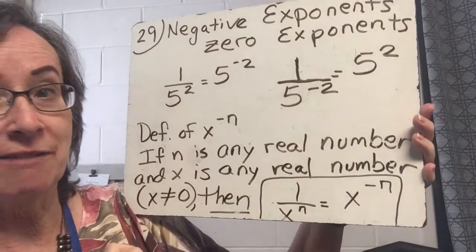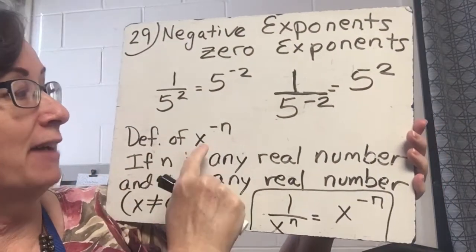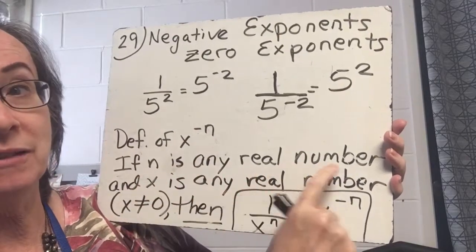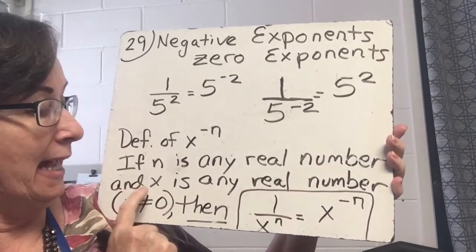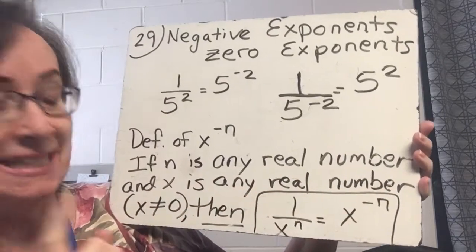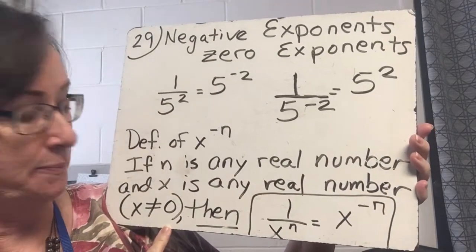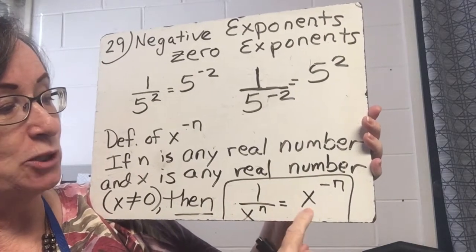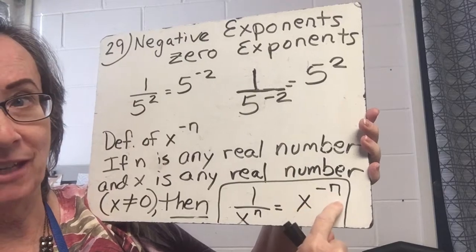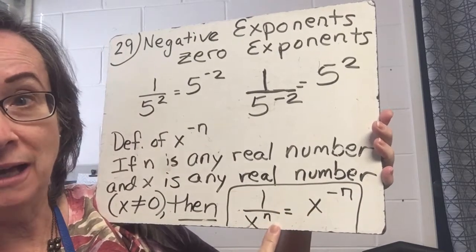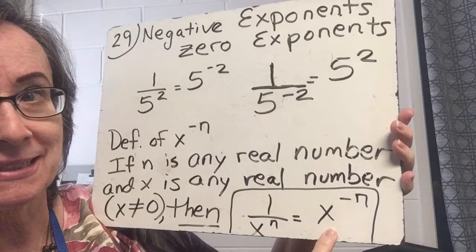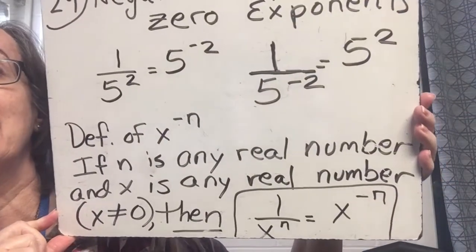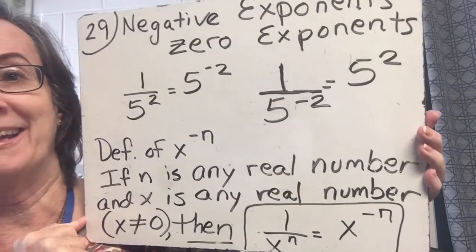So here is our definition. Definition of x to the negative n. If n is any real number and x is any real number except x can never be 0, then 1 over x to the n is equal to x to the negative n. So 1 over x to the positive n is equal to x to the negative n. And we're going to show lots of examples of this shortly here.